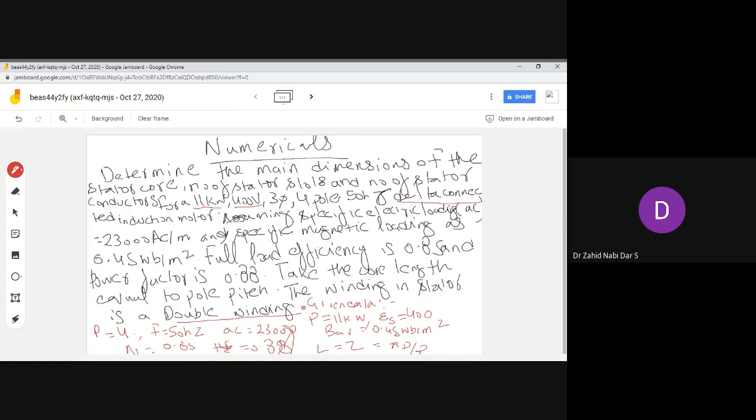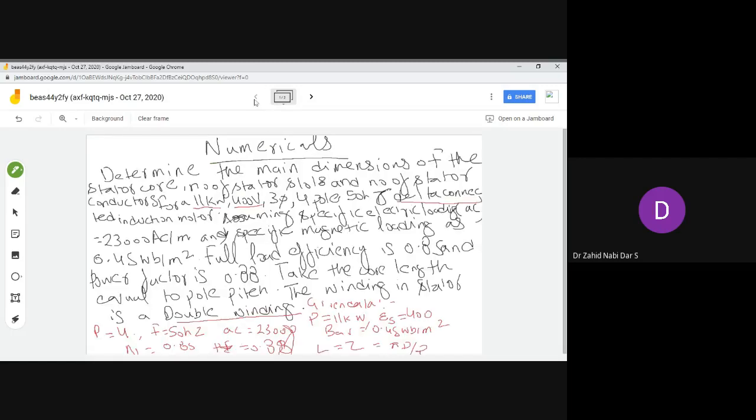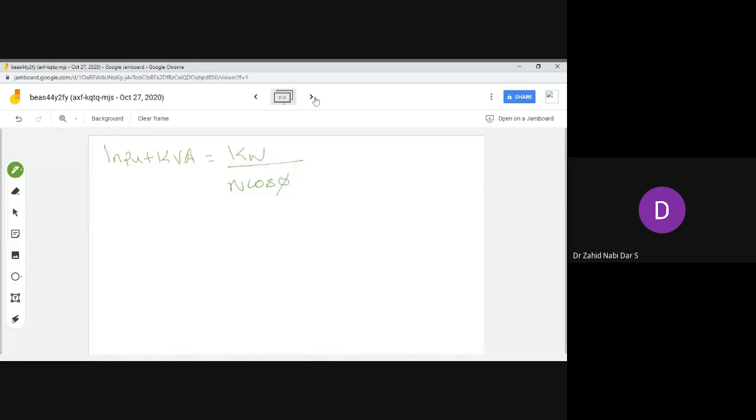So let's go about the problem. First of all, let's see the input kVA. You can calculate it from the formula which I have already shown you. Input kVA is equal to kW divided by efficiency into cos phi. kW is 11, efficiency is 0.85 and power factor is 0.88. So you can get the input kVA.